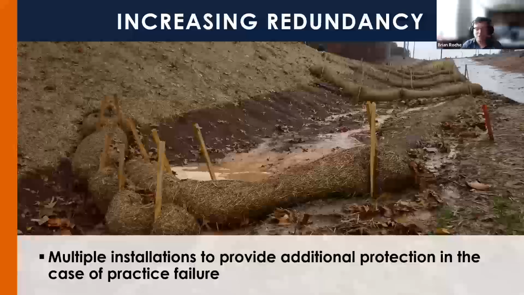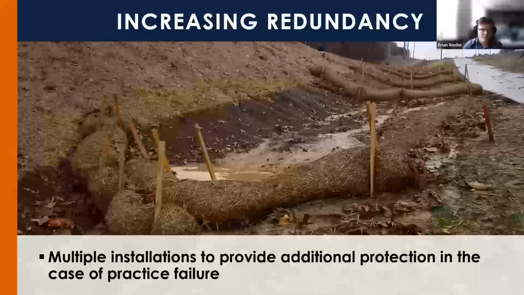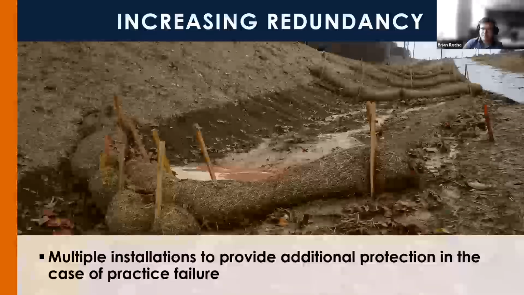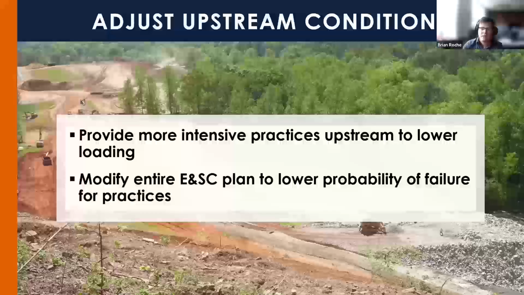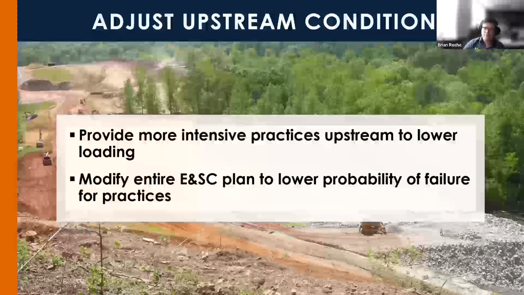Another potential solution to lower risk is increasing redundancy through the implementation of numerous installations in series, like you can see here in a roadside conveyance channel. You can also adjust the upstream conditions to lower that stormwater and sediment loading on practices to reduce that probability of failure.